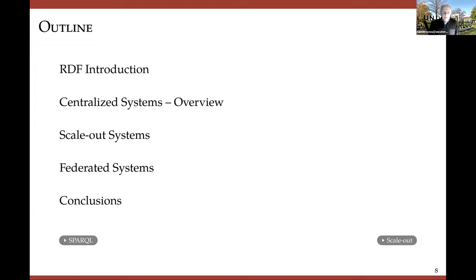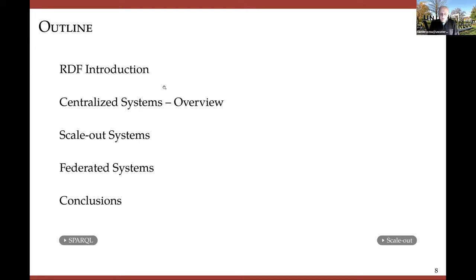So the outline of the slides, not the talk necessarily, starts with an RDF introduction, which I won't go through because I understand you've covered the basics of RDF. I have 2 points there that I want to touch upon that are important for the later discussion.